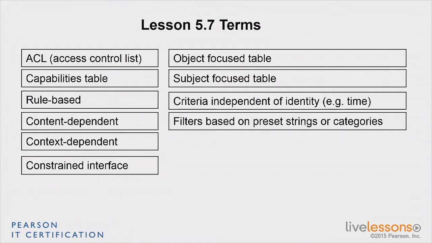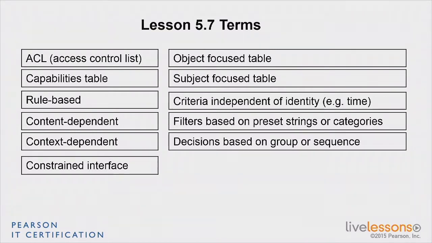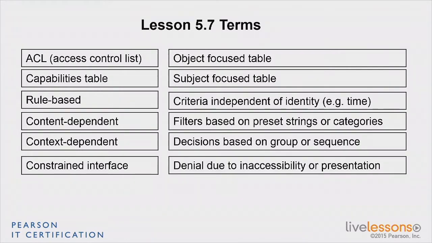Content-dependent is filters that are generally based on preset strings or categories. Context-dependent is decisions based on a group or sequence of events. And a constrained interface is either denial due to inaccessibility or presentation.